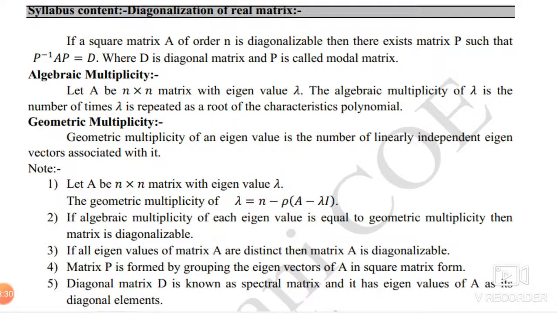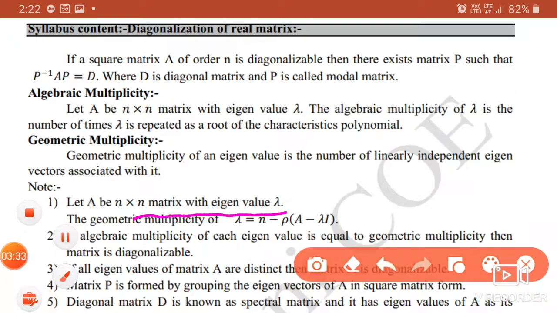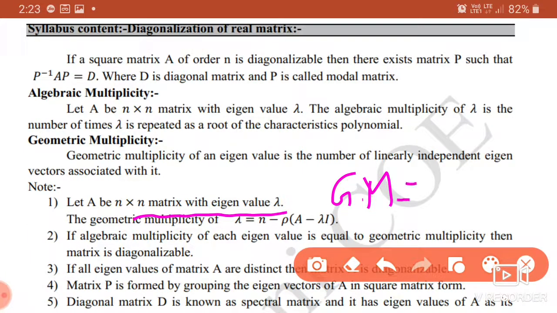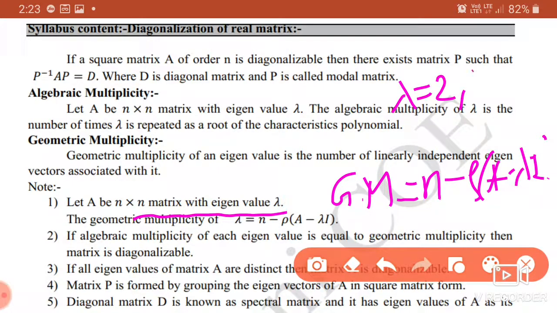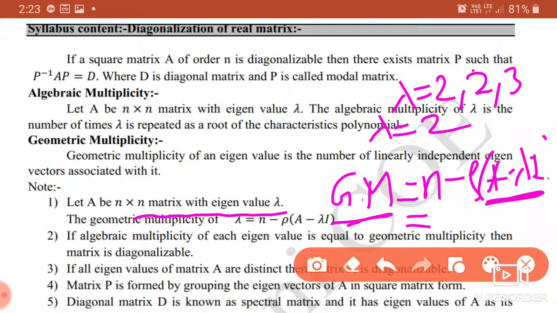In the note, the first point is: let A be an n cross n matrix with eigenvalue lambda, then the geometric multiplicity of lambda is equal to n minus the rank of the matrix A minus lambda I. It means if we have lambda equal to 2, 2 and 3, first we substitute lambda equal to 2 in this matrix and find A minus lambda I. Then we find its rank, where n is the number of unknowns, and the number of unknowns minus its rank gives us the geometric multiplicity.